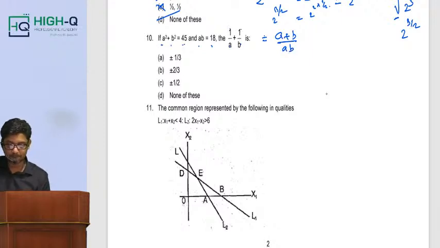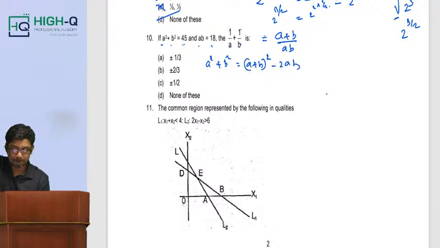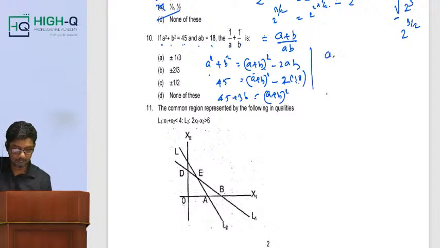So let me check a square plus b square. What is the a square plus b square formula? Which is nothing but a plus b the whole square minus 2ab. A square plus b square is 45. A plus b the whole square is what we need to find out. Minus 2ab, which is 18. So 2 18s are 36. If it goes to this side, 45 plus 36 is equal to a plus b the whole square. So a plus b the whole square is equal to 81. What is a plus b? Plus or minus 9.